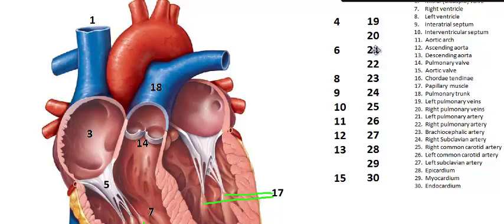Left pulmonary artery. Artery is talking about going away from the heart. Don't get confused here. This is the only part of the body where the arteries are deoxygenated. That's a really tricky thing to remember, so put that on your sheet somehow, or make a note of that. These are the only arteries that contain deoxygenated blood.